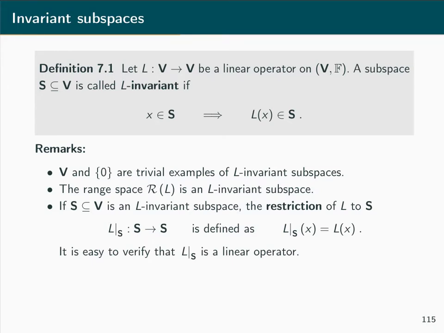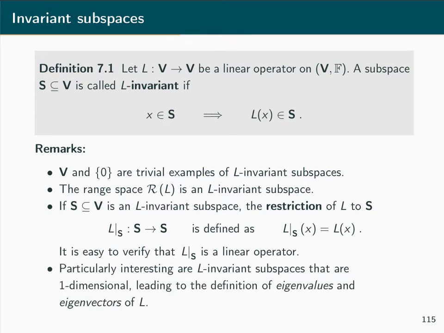And it's easy to verify that the restriction of a linear operator to such a subspace is again a linear operator. All that needs to be done for this is to check the linearity properties of the operator L restricted to S, which follow immediately from the linearity of the operator L. Of particular interest are L invariant subspaces which have the dimension 1, and this exactly leads to the definition of eigenvalues and eigenvectors of a linear operator.